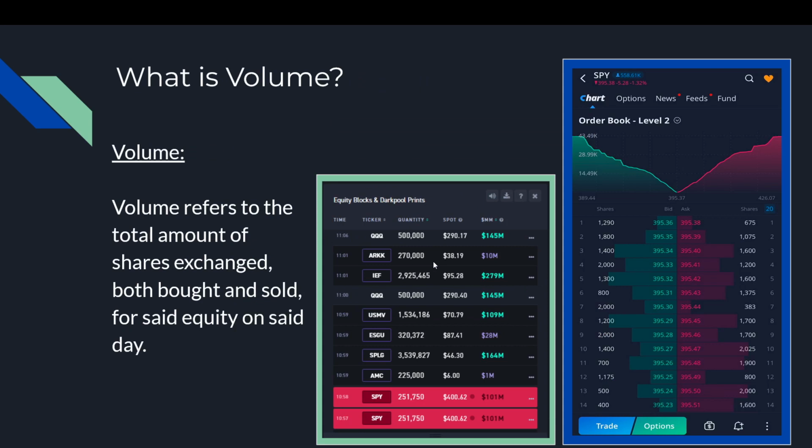Next, we have volume. So volume refers to the total amount of shares exchanged, both bought and sold. So these aren't just buying. These are both buying and selling. Again, you don't know when people are selling. You can if you have access to, like, Webull order books. I don't think Robinhood has order books. TD does. TD has their BookMap that's very, very useful. So this is the shares exchanged for said equity on said day. That's where you'll see your volume often in the top right on Webull. If you are on mobile, you click on SPY, for example, and it'll say 78 million in volume for the day. That means that there was 78 million shares, both exchanged, bought, and sold.